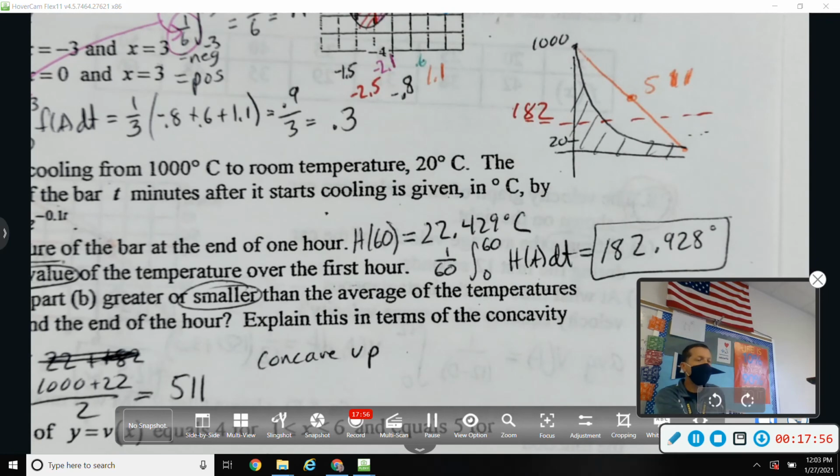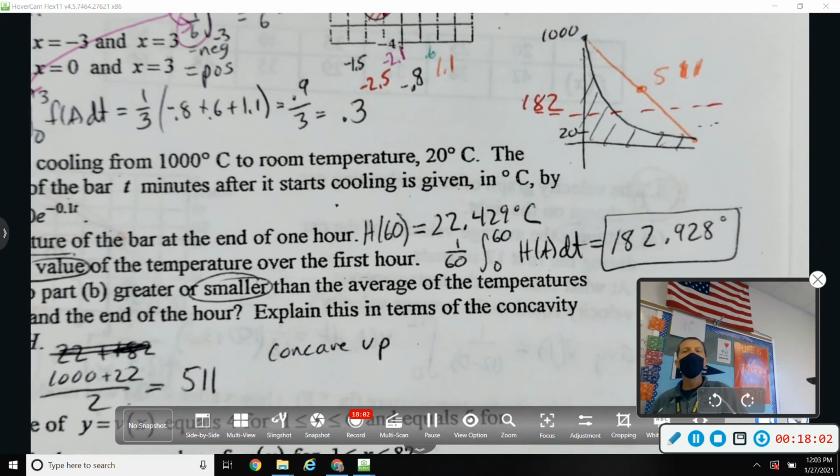And that is how things cool. That's Newton's law of cooling. I think we get there later, how to come up with that equation. But things don't cool down linearly. They cool down exponentially.